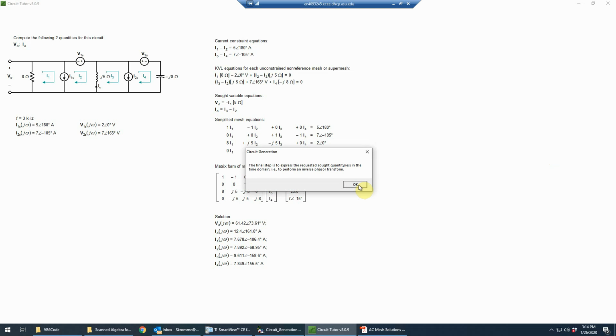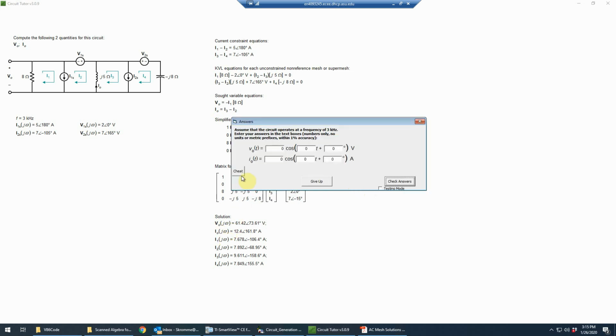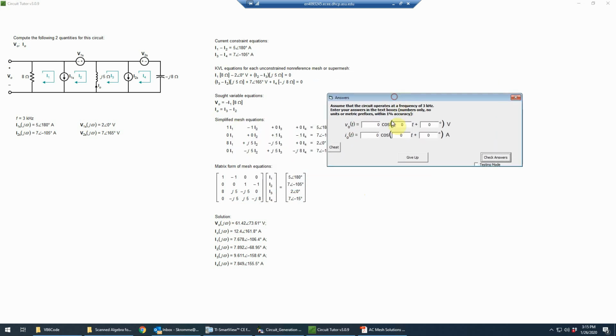And the final thing would be to express the desired sought quantities in the time domain. That is to do the inverse phasor transform on each of those things, namely the V naught and the I naught. So now we have the blanks here to fill in. And remember that if you weren't doing this in Circuit Tutor, you would have to remember yourself that the inverse phasor transform always involves a cosine function of time. And of course, you have to have the time variable in there. If you didn't have time, that would be manifestly incorrect because it wouldn't even be a function of time. It would not be in the time domain.